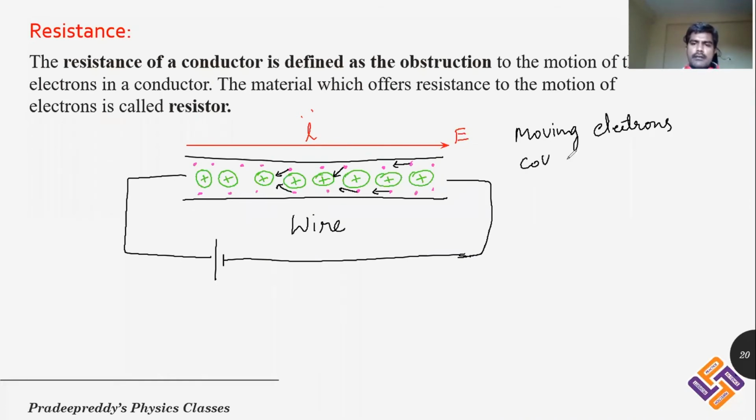So what happens to these moving electrons? They collide with the ions. And when the moving electrons are colliding with the ions, what would happen to their kinetic energy? Kinetic energy of electrons decreases.